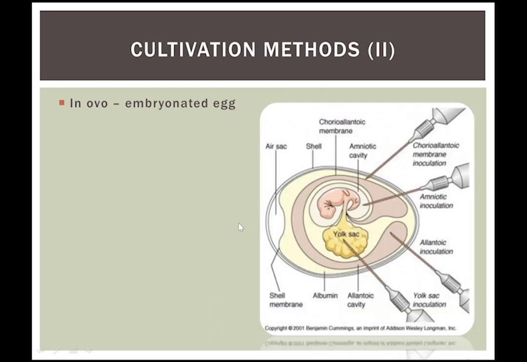The second cultivation method is in ovo, which means inoculation of an embryonated egg. Here you can see that we can inoculate different parts of the chicken embryo, and it will depend on which kind of viruses we are studying.